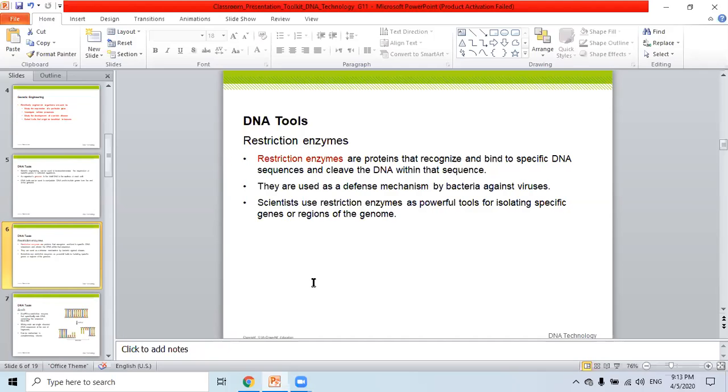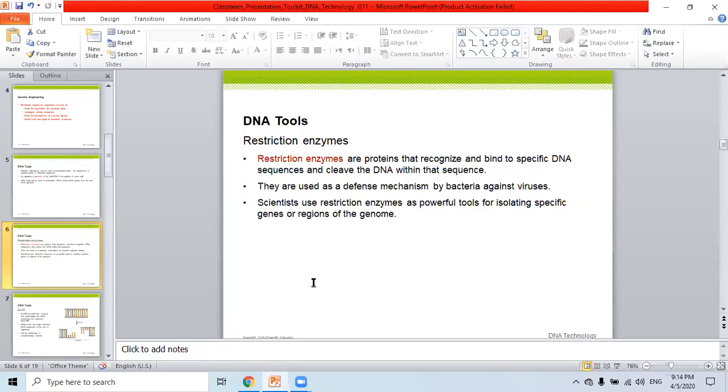So by doing that, what are the tools? The tools are restriction enzymes. These restriction enzymes are proteins that recognize and bind to specific DNA sequences and cleave the DNA within that sequence. You got the idea now, dear students? I hope so. They are used as a defense mechanism by bacteria against viruses. So now we should know what is going on nowadays.